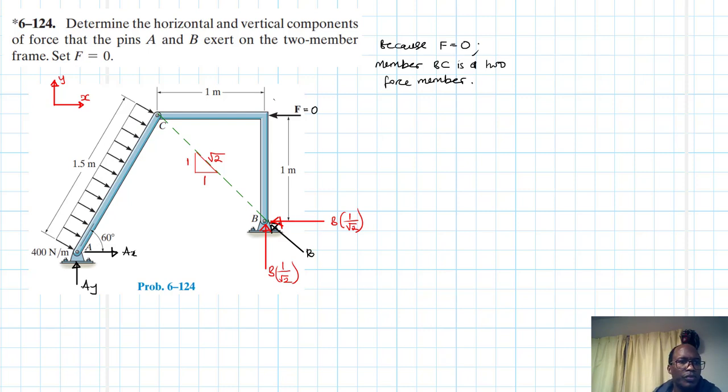Here I'm going to have an equivalent force which will be acting mid-span. This distance from A is going to be equal to 0.75, that's half of 1.5. And this force here is 400 times the length, 400 by 1.5. This is the magnitude of this load here.